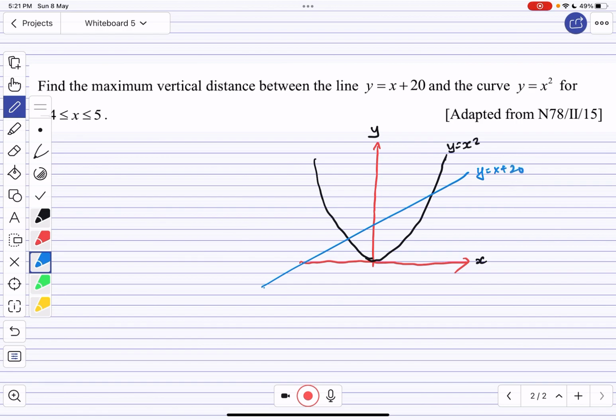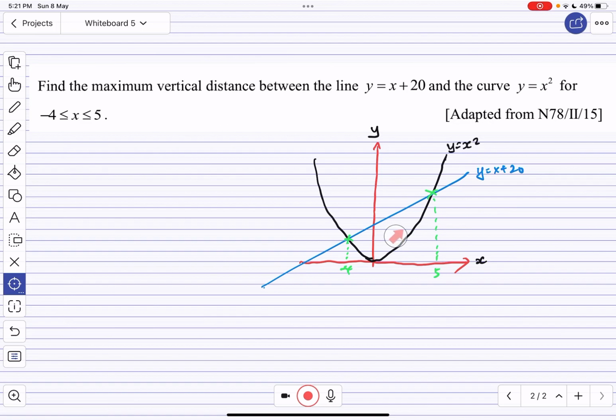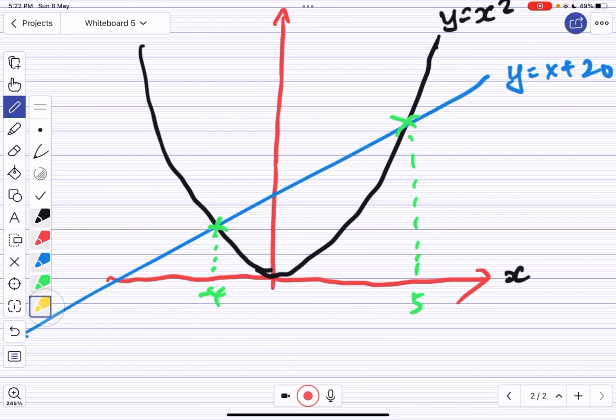The points where they actually touch each other are at x equals 5, and also at x equals -4. So for x between -4 and 5, you can see that the blue line is above the black line, and we are finding the maximum vertical distance, which is basically the distance between the two y coordinates.